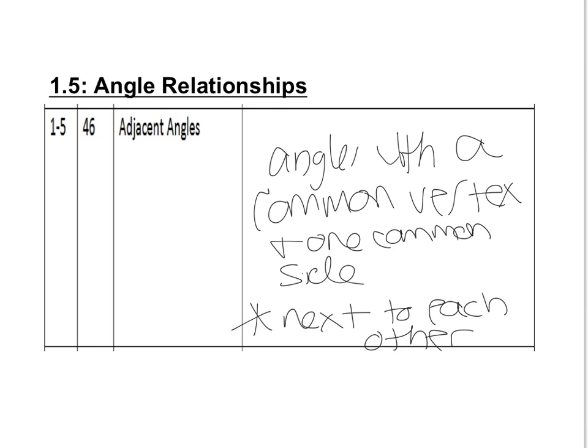So if we were to draw a picture of adjacent angles, something like this would be adjacent angles, because you can see one angle right here, you see one angle right here, and they share this side in the middle, so that makes them adjacent because they're sharing that common side.